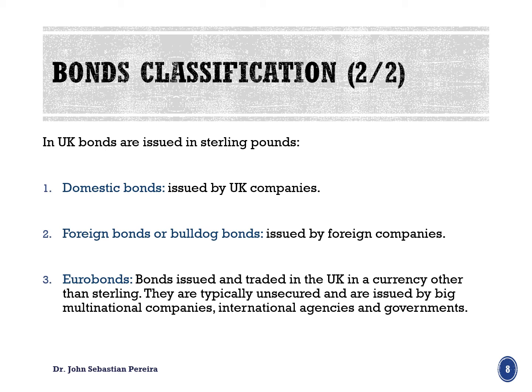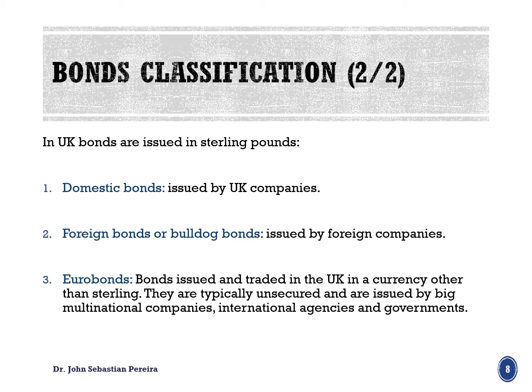Another way of classifying the bonds is looking at the nationality of the issuer as well as the currency of the issuing organization. Within this context, in UK, there can be three categories. One is a domestic bond issued by a UK company in sterling pounds currency. Then there are foreign bonds or bulldog bonds which are issued by companies which are not incorporated in UK. However, they may issue a bond in pound sterling.